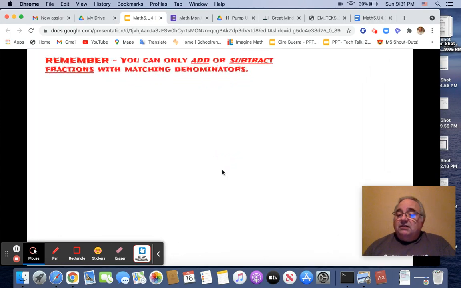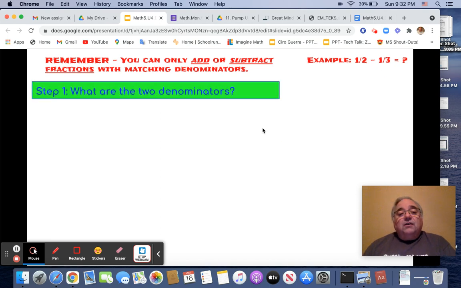Something else I'm going to give you today is that we are going to go ahead and add and subtract fractions, and you can only do that with matching denominators. So I wanted to make sure, for an example, we have 1/2 minus 1/3 equals what? How do we go through that? Well, hopefully you remember. What are the two denominators? 2 and 3. Excellent. Yes.